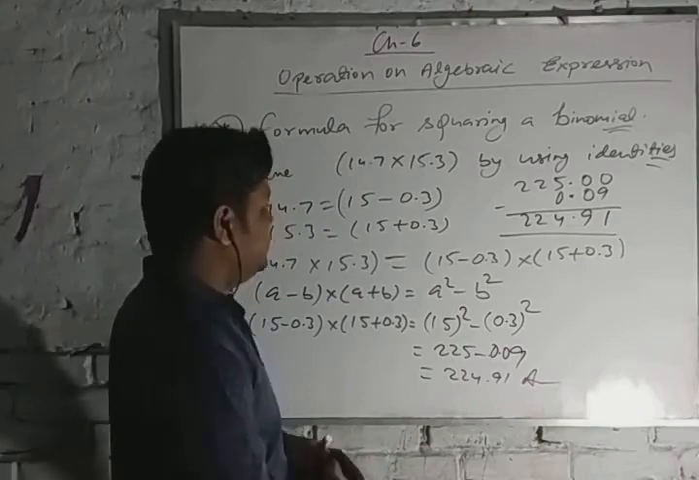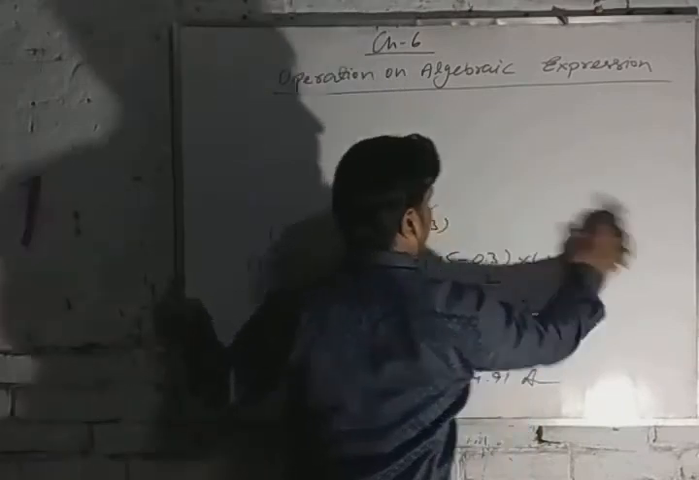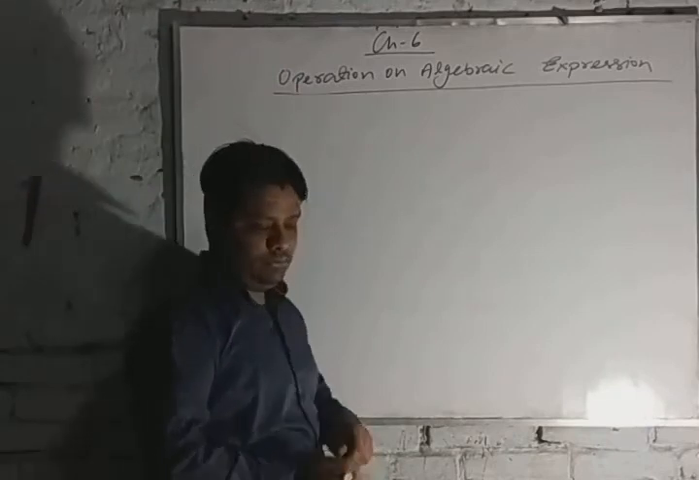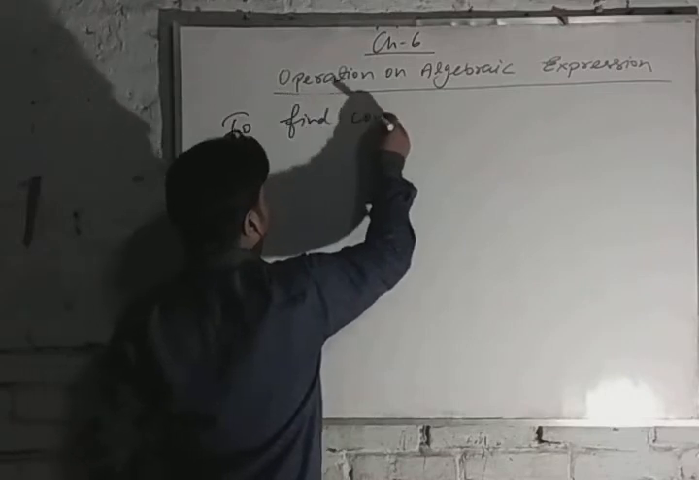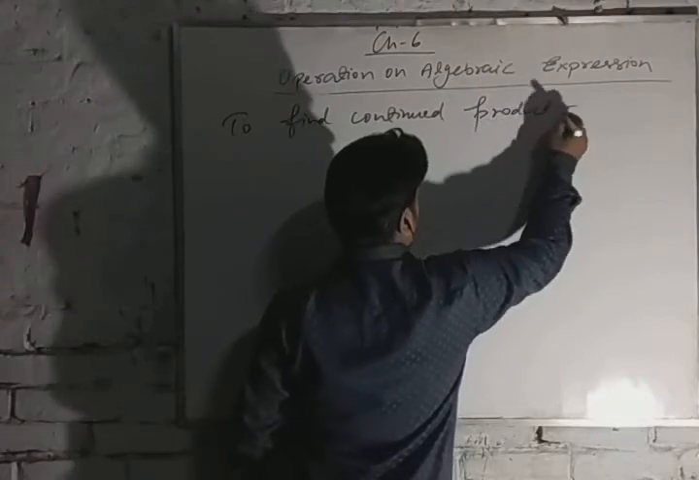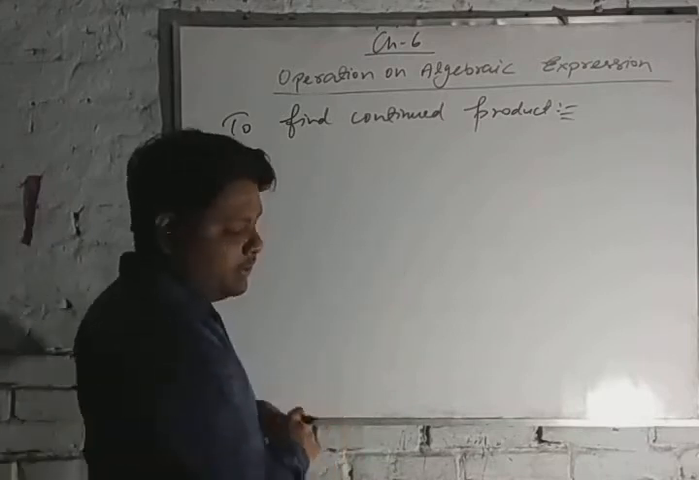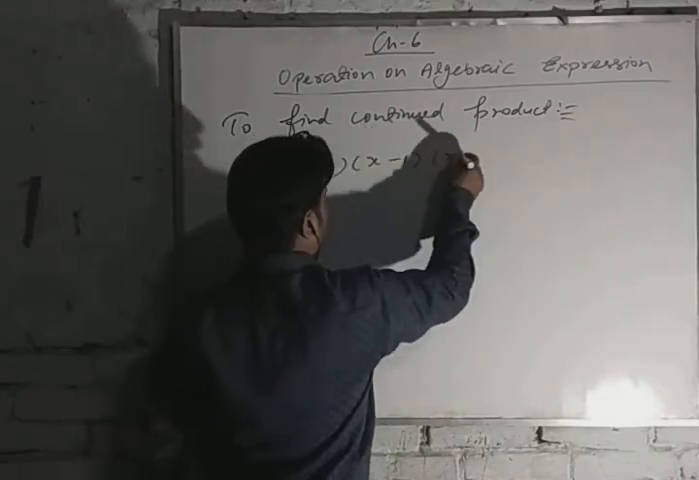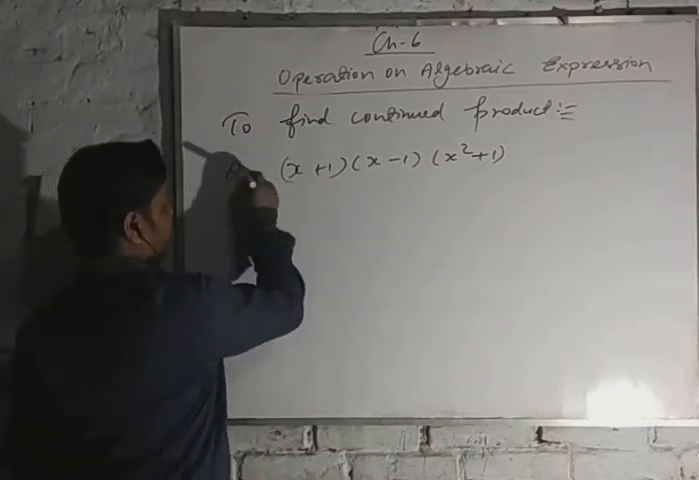Now students, let's see another topic. That is to find continued product. If the question is like this, how to find this, if the values are continued, that is x plus 1, x minus 1 and x square plus 1. If the question is like this, then how can we find?